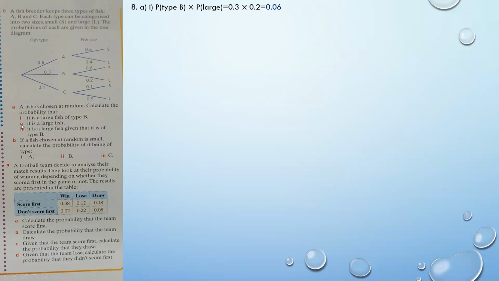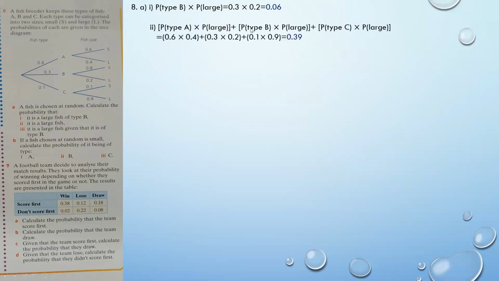And the second one, it is a large fish. If it is a large fish, that means it can be from A, from B, and from C. So you need to add all of them. So type A large, B large, C also large. Then you add them together. This is your final answer.